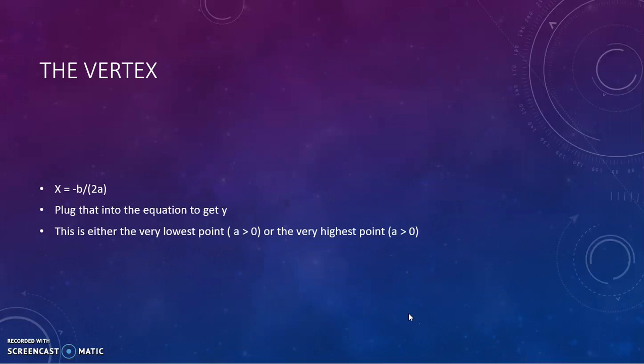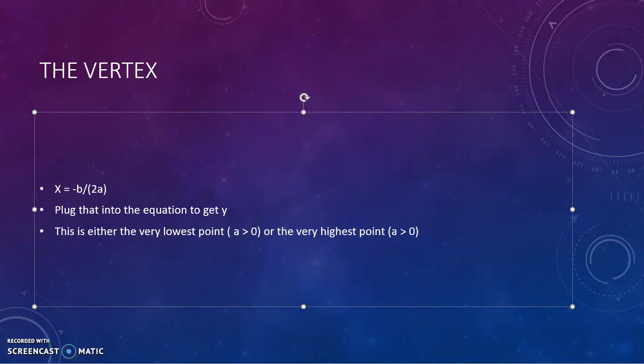Okay, in every parabola, you have what's called the vertex. Now, a parabola is just y equals what we saw before: y equals a times x squared plus bx plus c. And there's a vertex, and it is either the lowest point when a is greater than 0, or it's the highest point when a is less than 0. My mistake.